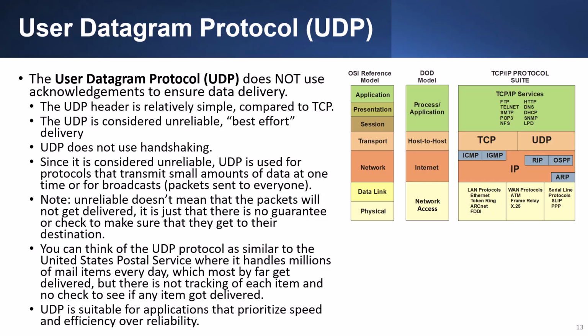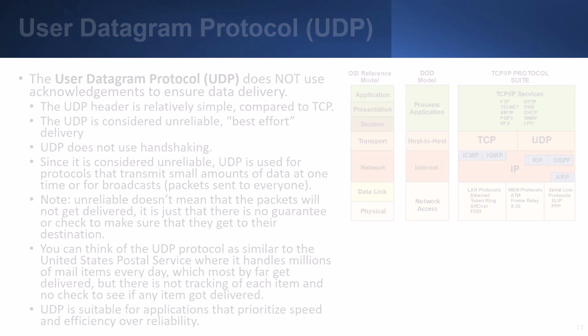You can think of the UDP protocol as similar to the United States Postal Service, where it handles millions of mail items every day, which most by far get delivered, but there is no tracking of each item and no check to see if any item got delivered. UDP is suitable for applications that prioritize speed and efficiency over reliability.